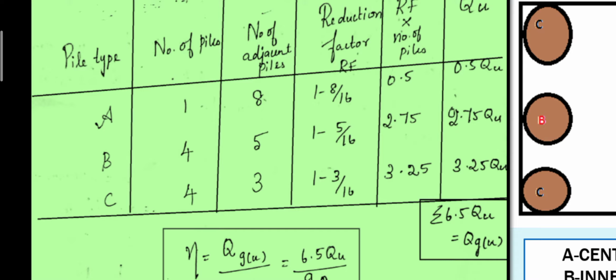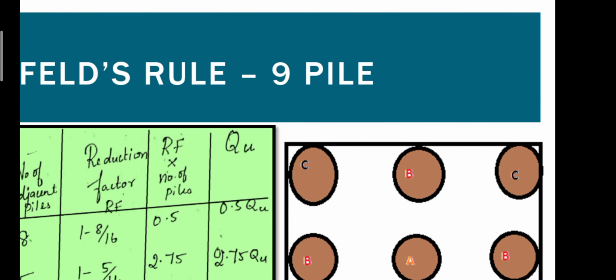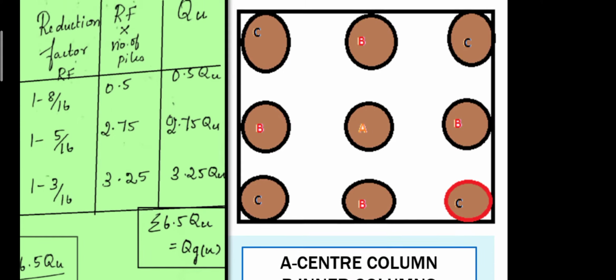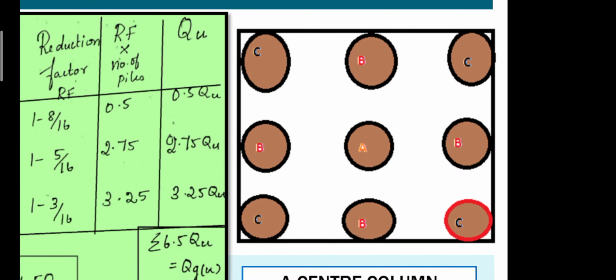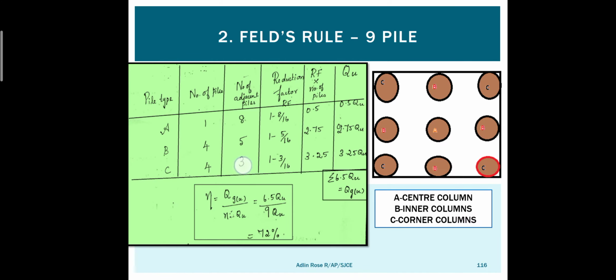Okay. Now how many piles are nearby C? Consider this corner pile C, the red color corner pile C. How many piles are nearby C? Two B piles are very near: one is upward to the C, one is sidewise to the C. So 2 B are there, and one A pile is diagonally nearby. So totally 3 piles are nearby the corner pile C.